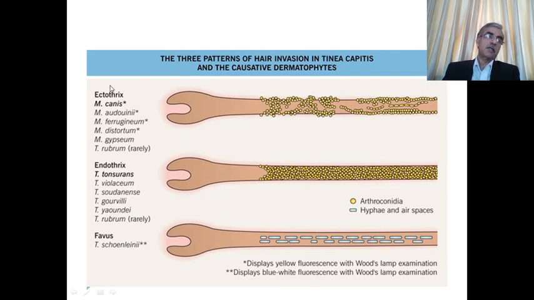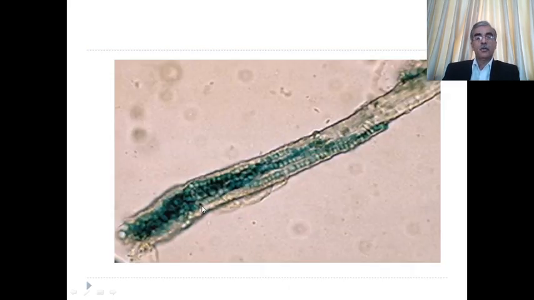So causative agents are also different. In ectothrix there are Microsporum species, then in endothrix they are Trichophyton tonsurans, violaceum, soudanense, and rubrum. Rubrum is in both, although it is rare. So this is again the clinical picture of KOH examination, KOH preparation, where we can see the center of the shaft is involved with the fungal elements, fungal spores.